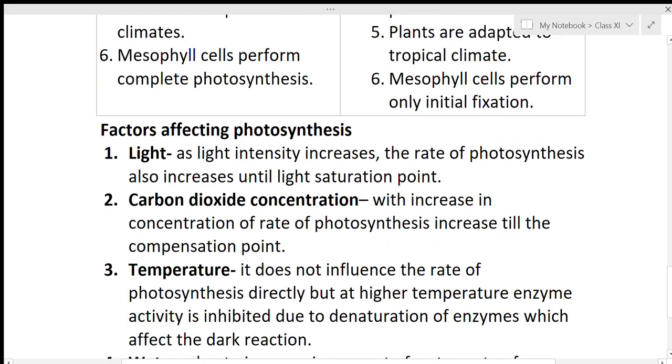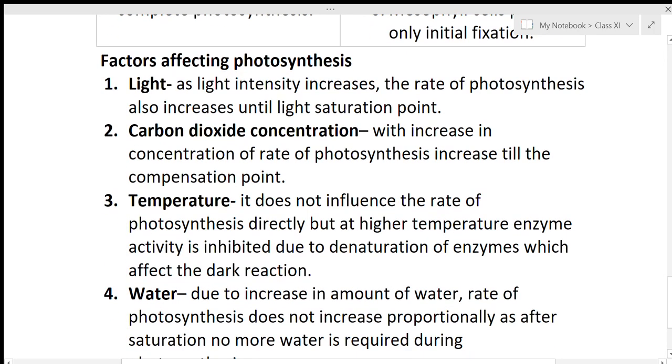Now the factors which affect the rate of photosynthesis. So these are mainly 4 factors: light, carbon dioxide concentration, temperature, water. Light intensity increases, the rate of photosynthesis also increases until saturation point. If the concentration is lower than the final climax, then if light intensity increases, the photosynthesis will increase.